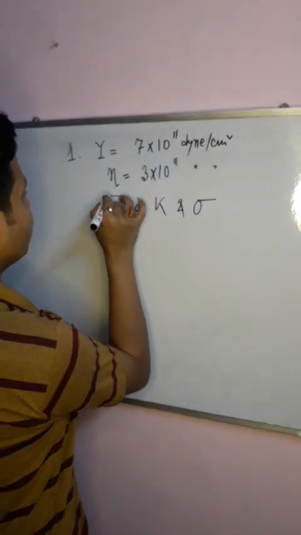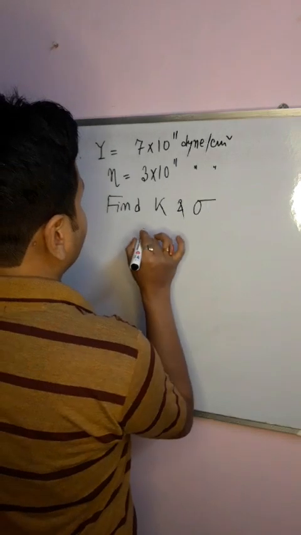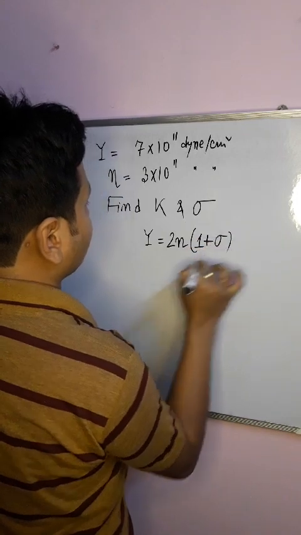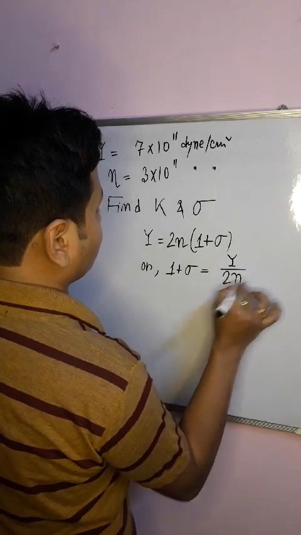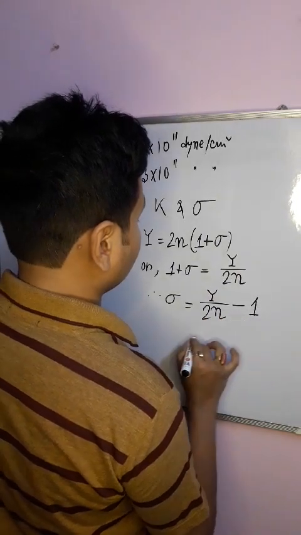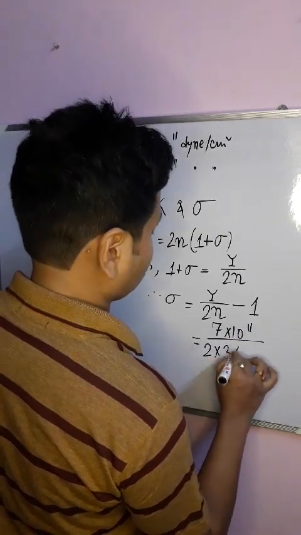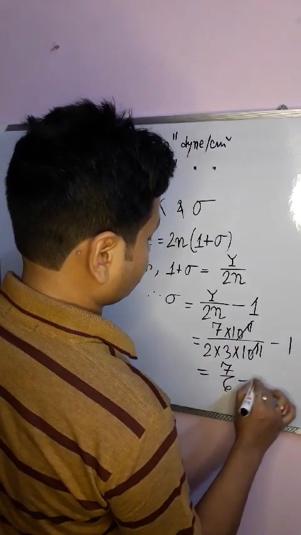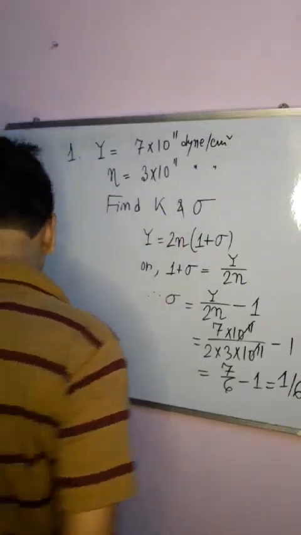So this is a simple numerical. The first formula is Y equals 2 eta into 1 plus sigma. So what will be my 1 plus sigma? This is simply Y by 2 eta. So sigma equals Y by 2 eta minus 1. What is Y? 7 into 10 to the power 11 by 2 into 3 into 10 to the power 11, minus 1. So this is 7 by 6 minus 1, that means 1 by 6. So this is the value of sigma, Poisson's ratio.